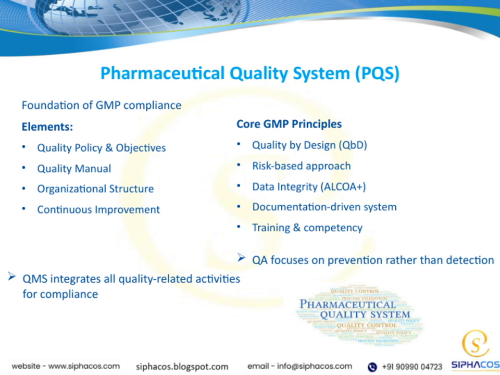Now, the Pharmaceutical Quality System, or PQS, forms the foundation of GMP compliance. It encompasses key elements like our quality policy and objectives, which set our commitment levels, the quality manual, outlining our procedures, our organizational structure, which defines roles and responsibilities, and our continuous improvement efforts, which help us evolve and enhance our processes over time. All of these pieces work together to create a resilient and effective quality framework that supports not just compliance, but also the consistent delivery of safe, effective products.